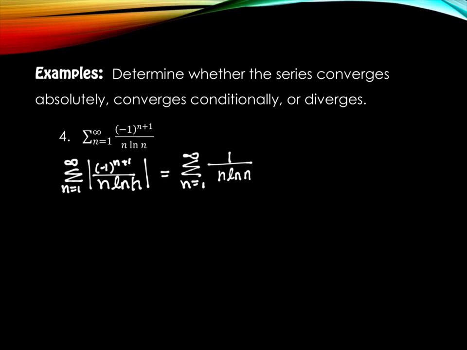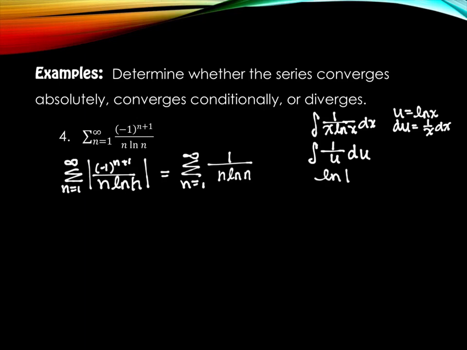Before I get there, we'll have the integral of 1 over x ln x dx. What will we do to integrate this? Let u equal ln x. Good. So u equals ln x, du equals 1 over x dx. So we can change this to the integral of 1 over u du, which is the natural log of u, right?